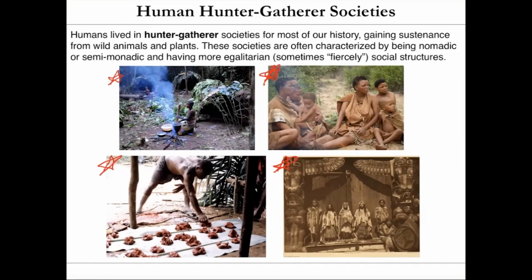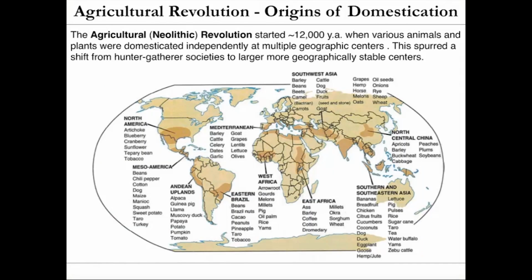And this is the type of society that humans lived in for most of our history. So when did this all start to change? When did humans shift away from hunter-gatherer societies? That happened during what's called the agricultural revolution, or sometimes the Neolithic revolution. This occurred when humans began, over a long period of time, to domesticate and farm plants and animals. This started about 12,000 years ago, which is basically the oldest accepted date.